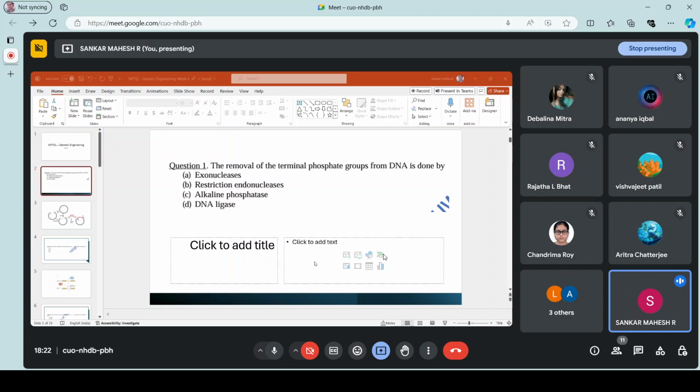So based on this, we've eliminated all the other options and we go on with alkaline phosphatase. So we agree that this phosphatase is the enzyme that would remove the terminal phosphate group.